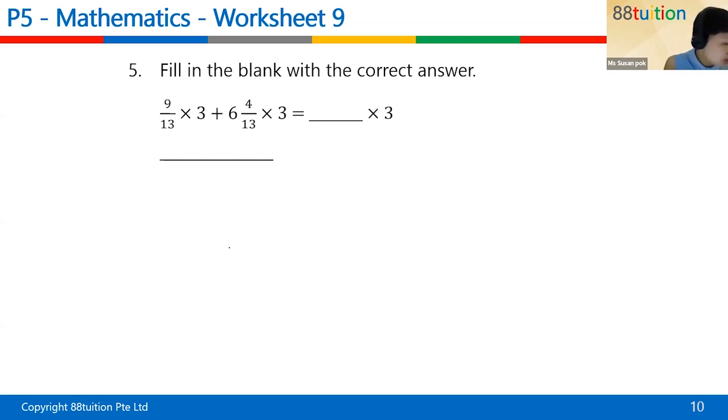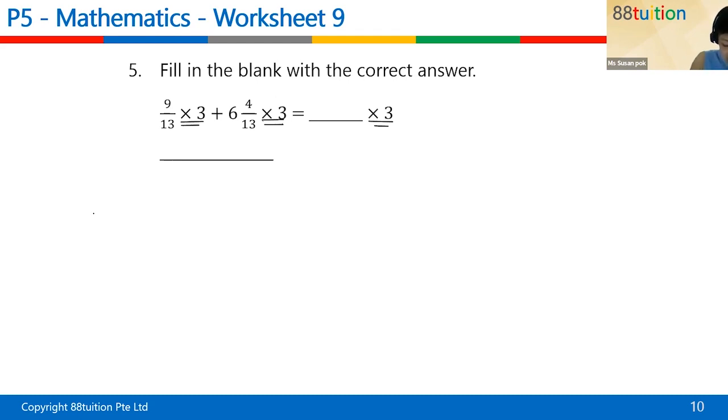Okay. Question number 5. 9 13ths multiplied by 3 plus this times 3. Okay. Emma, can you tell me how do you approach this question? What did you do? Do you go and multiply out? You don't need to, right? You see, you have a common 3, right? So can I say this is a group?